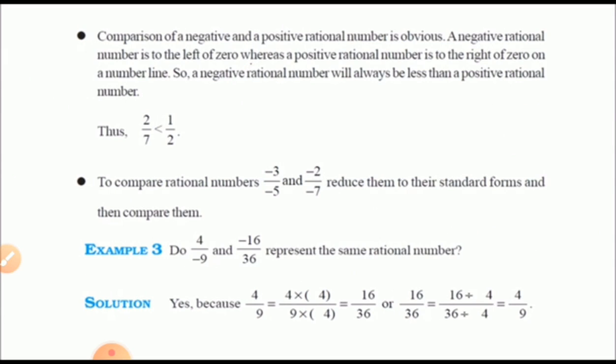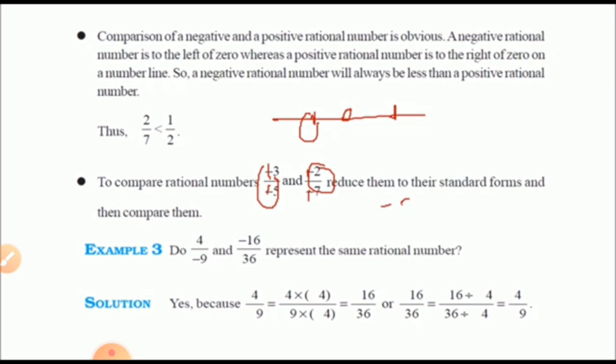Comparison of a negative and a positive rational number: obviously a negative rational number is to the left of 0, whereas a positive rational number is to the right of 0 on a number line. So, a negative rational number will always be less than a positive rational number. Easy? Would you like to check out the positions of these numbers on a number line? Yes, now you are a very practiced student to denote positive and negative numbers on a number line.